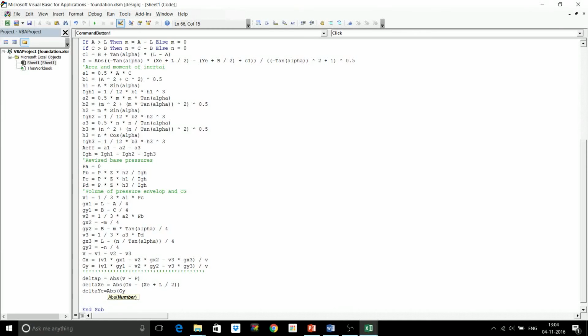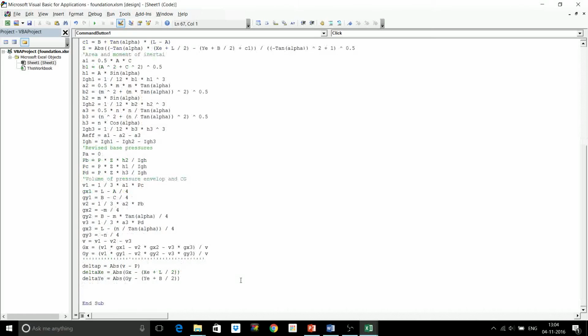G1 minus plus B by 2 in this case. How many times do I have to do it? When the error starts increasing, that means the error was decreasing with successive reduction in A and C, and suddenly it starts increasing. At that moment we have to stop the iteration and take that value as our required solution.